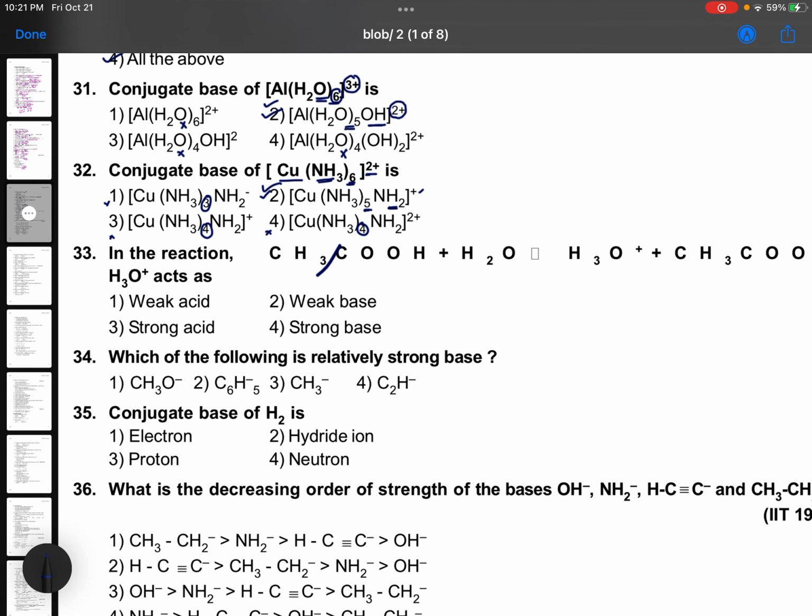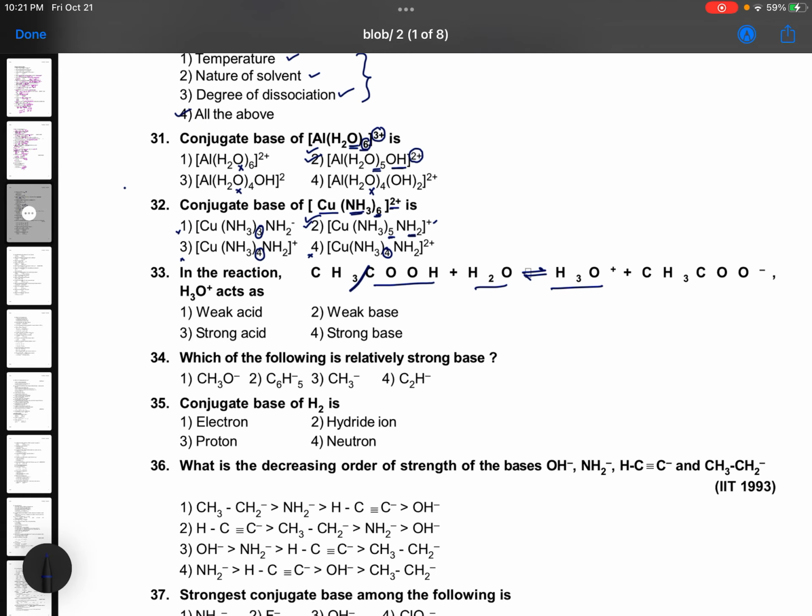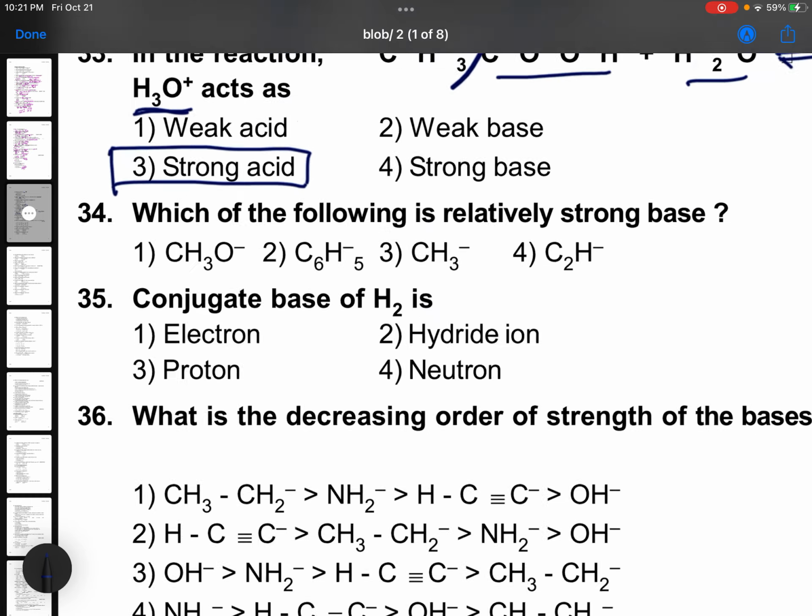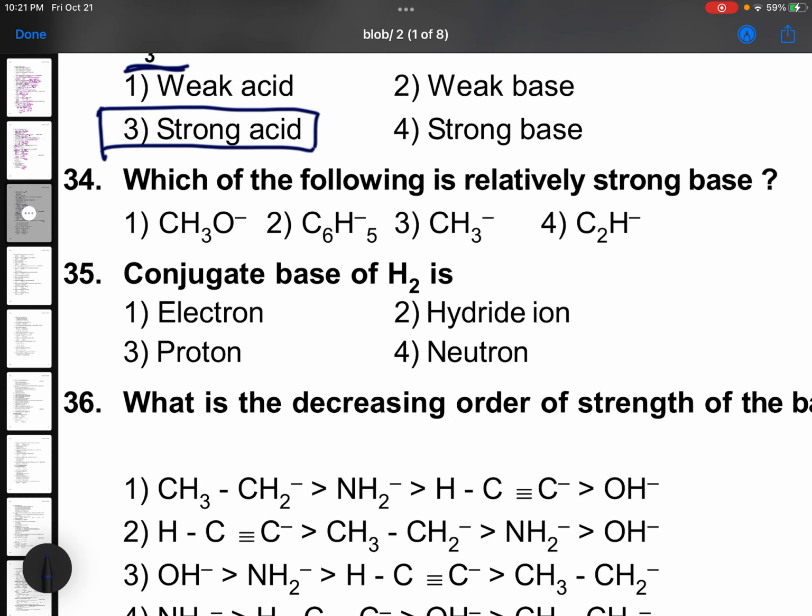In the reaction, CH3COOH plus H2O gives rise to H3O plus and CH3COO minus. H3O plus acts as, H3O plus is always a strong acid. It can release proton very comfortably, so H3O plus is always a strong acid. Which of the following is a relatively strong base? Yes, this is one wonderful question. Here you need a lot of concepts.